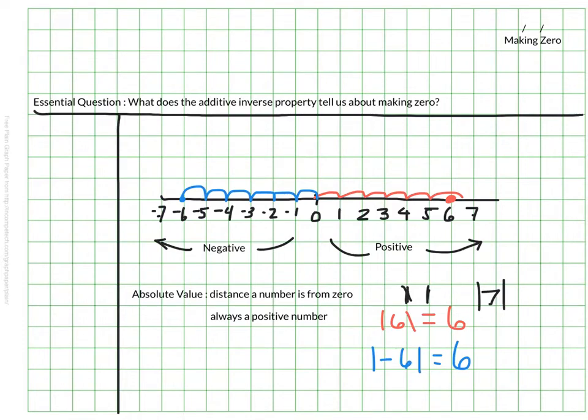Which brings us to one more reminder of a vocabulary term from last year, and that is opposites. When two numbers have the same absolute value, like these two do, those are known as opposites. For example, 4 and negative 4 would be known as opposites because they are the same distance from 0, just in opposite directions. They have the same absolute value in different directions.